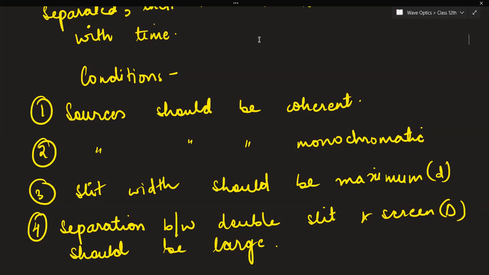Coherent sources are those sources that emit the wavelength and light frequency of the... Sayyida Rufia, your mic is on, please.